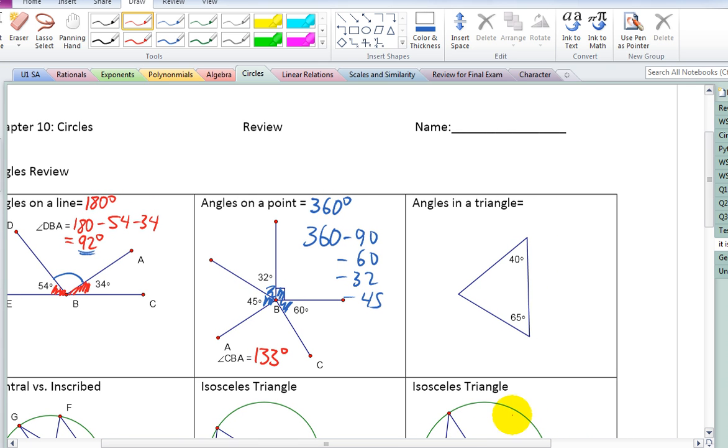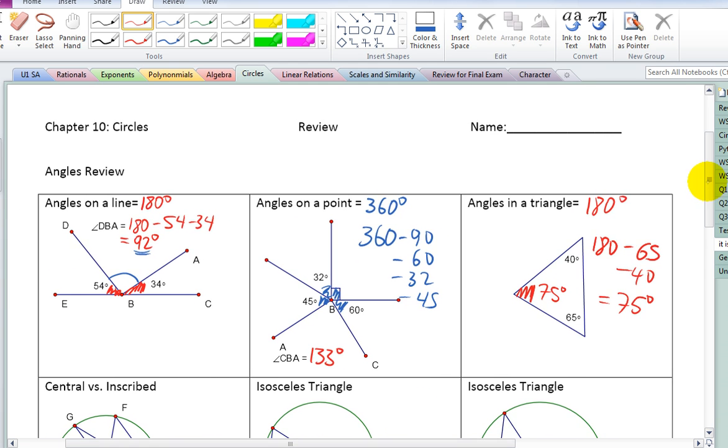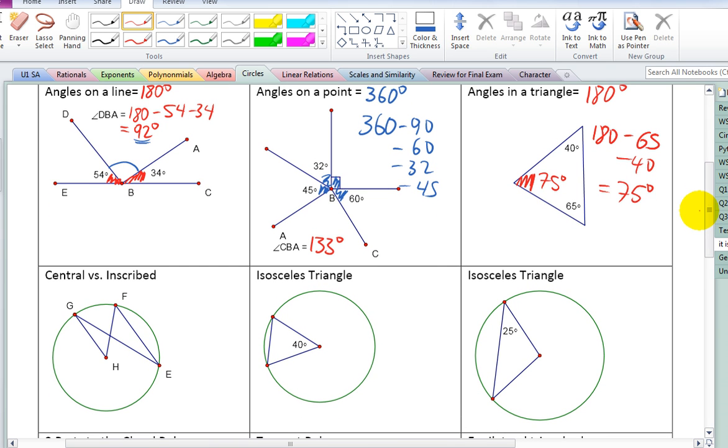Next one, triangle, angles in a triangle. What does that add to? 180. So we can subtract to figure out one of the unknown angles. And so what is our missing angle equal? 75 degrees. Hands up if you got that. Awesome. Okay. Then we start looking at our circles.